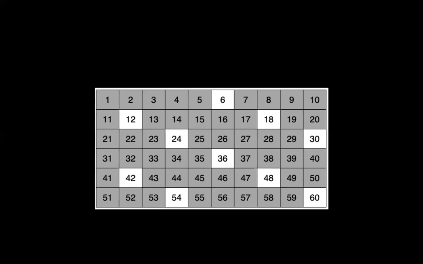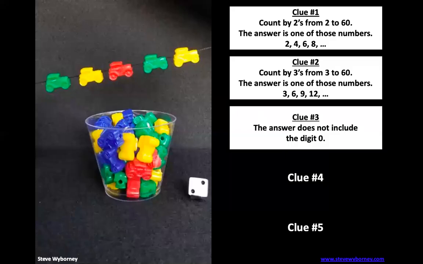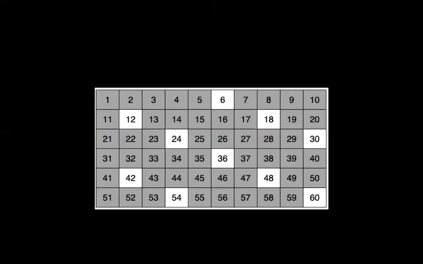All right, do you have your new estimate written down? All right, let's go on to clue number three. Clue number three says the answer does not include the digit 0. So let's take a look here. What numbers do we have here that have the digit 0 in it?